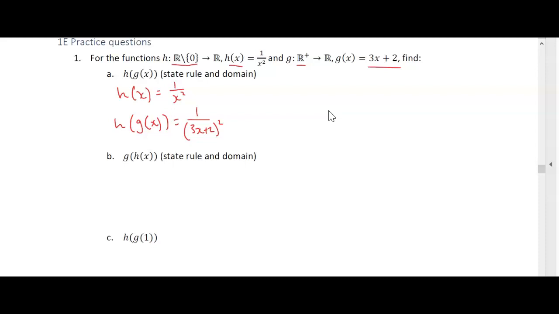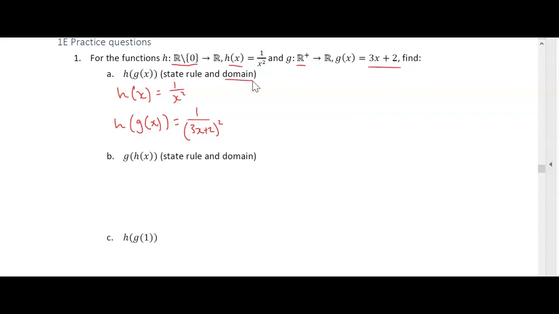All right, now you can leave your answer just like that. We do not need to expand the bracket 3x plus 2 squared. If this was an exam question, often you would see it as one of the first ones. Time and again, you see in examiners' reports that you don't need to expand those brackets. So just leave it like that. It's probably worth 1 mark. All right, we do need to state the rule and the domain.